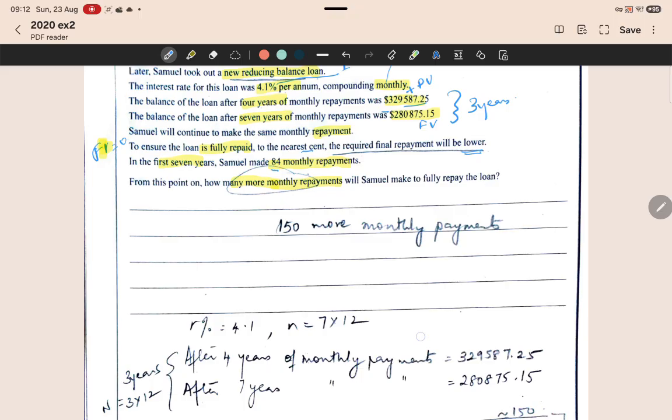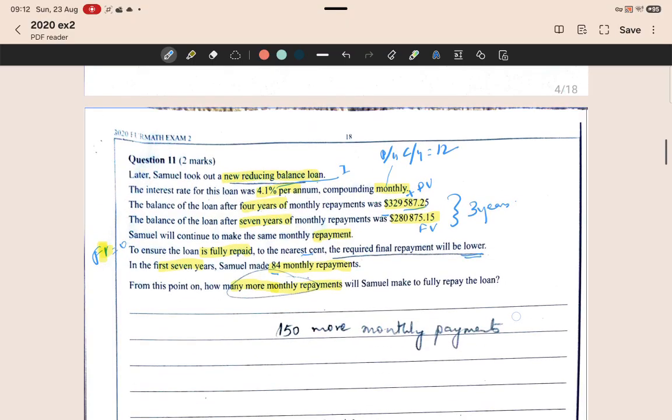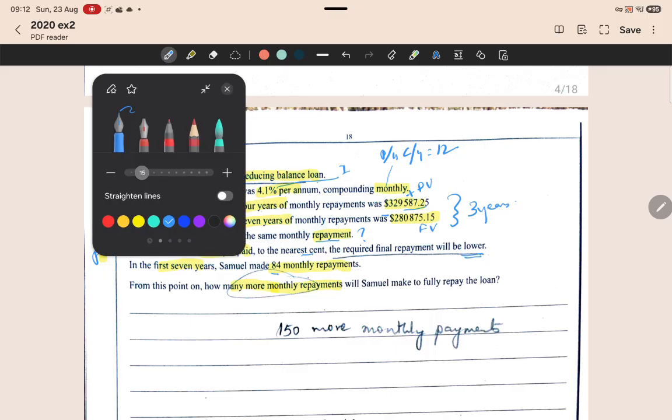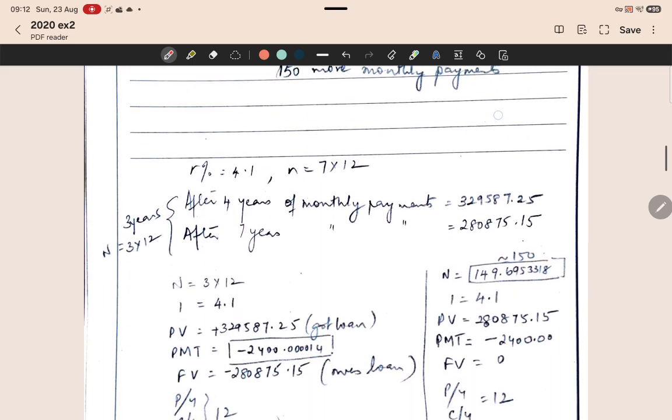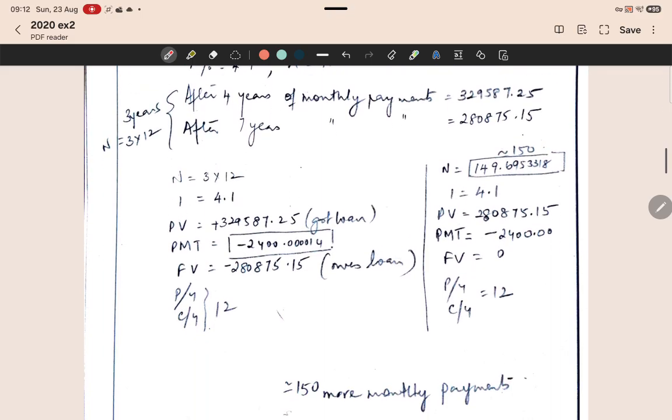And so if you look at all this information, the one thing that we don't have is his monthly repayment. Okay, so if he had taken this loan for the full period of time, what were his monthly repayments that caused his loan from this value to reduce to that value? So that's going to be your first calculation. So that's the 3 years in between.